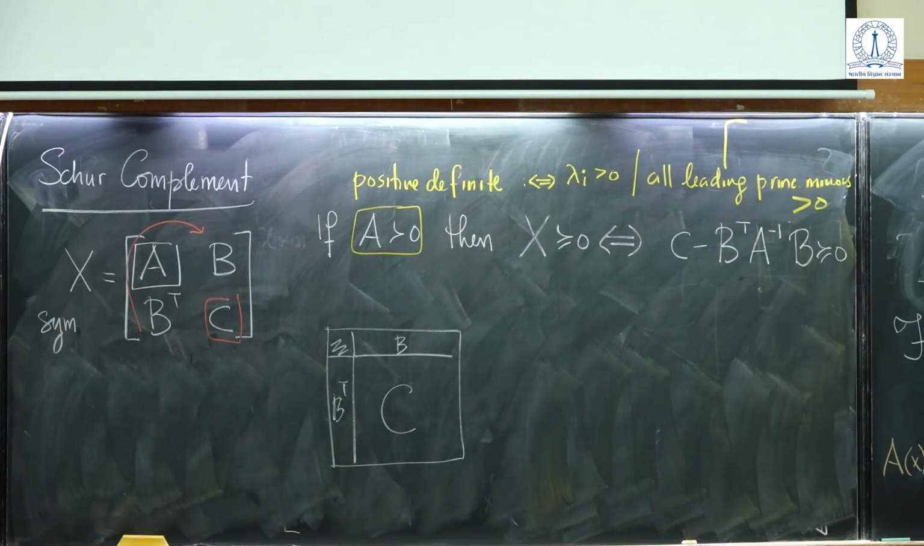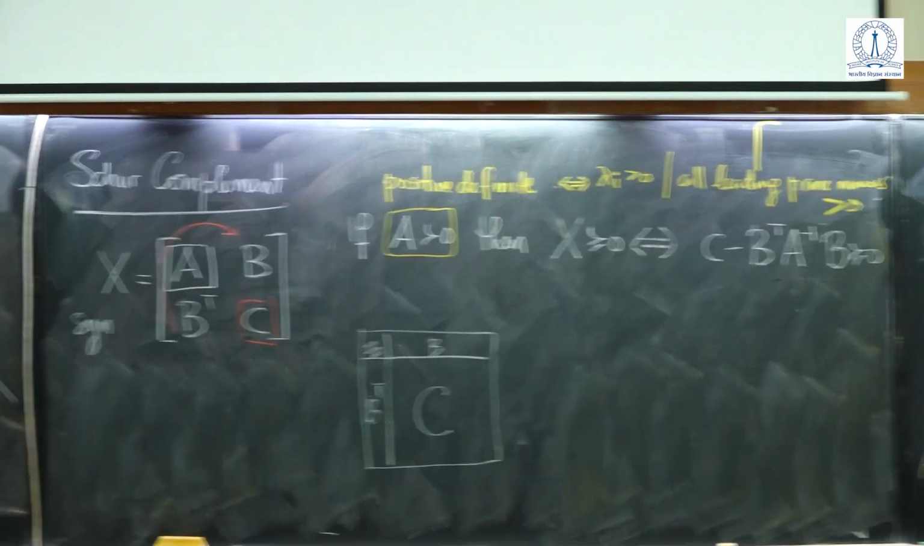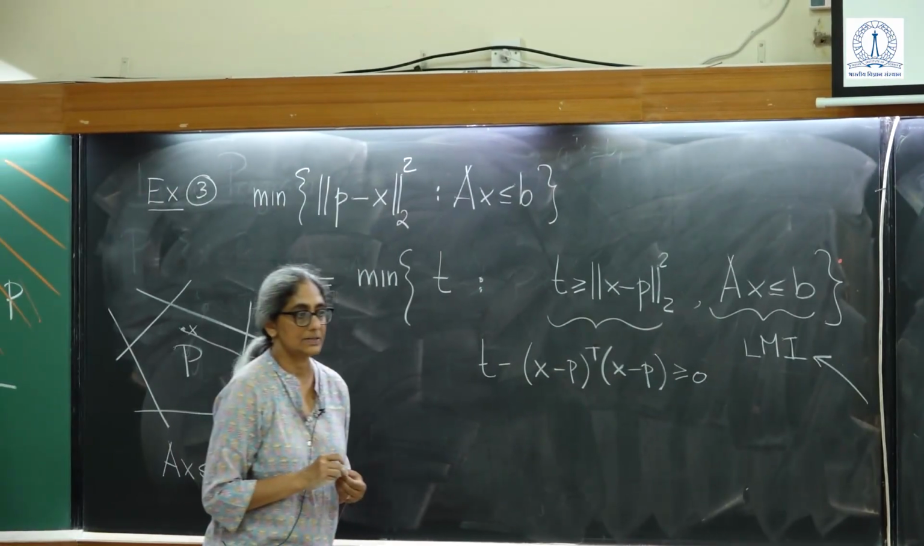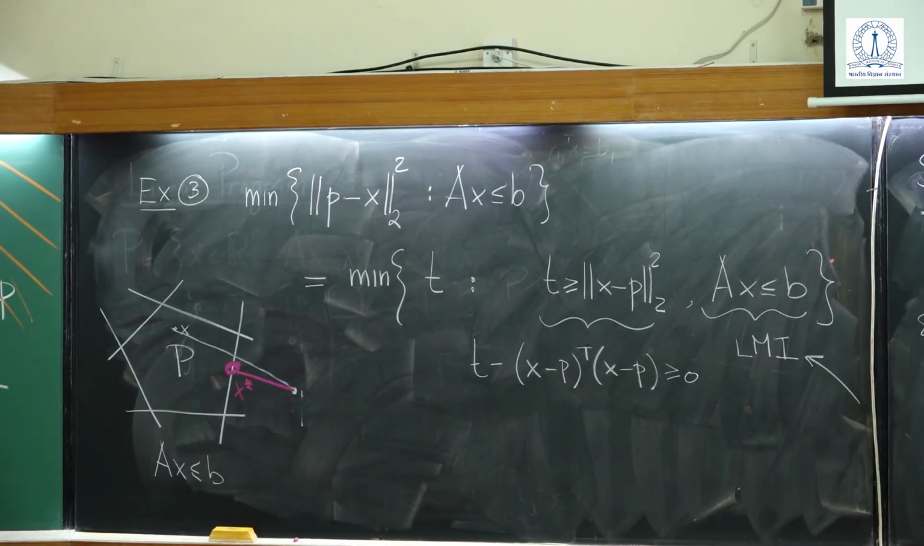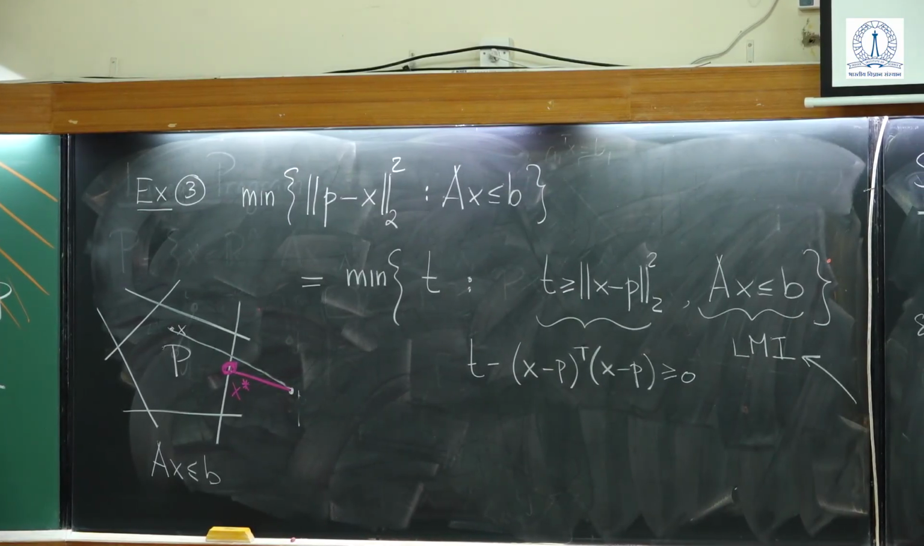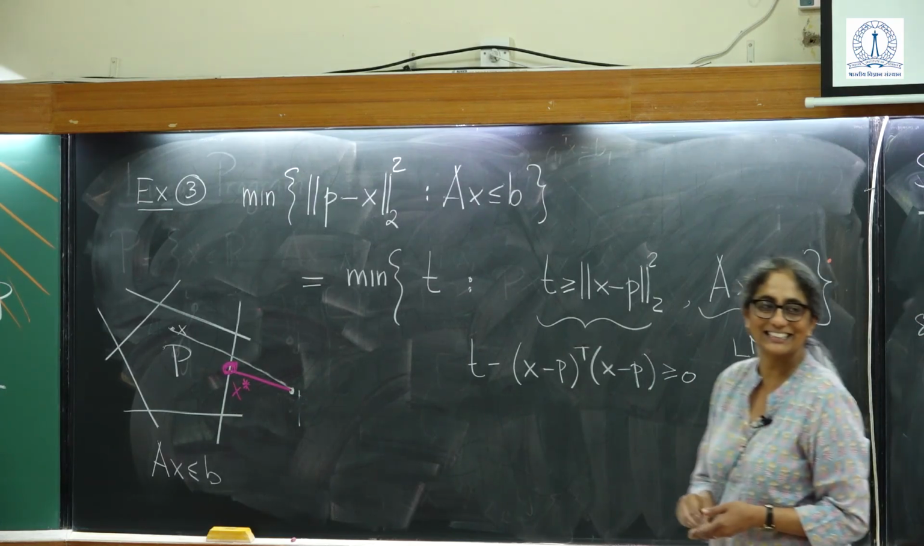So this being greater than or equal to that is the same thing as showing that T minus (X minus P) transpose (X minus P) is not negative. Everybody okay with that? Okay, excellent. Can we make it the Schur complement of something? What is it?